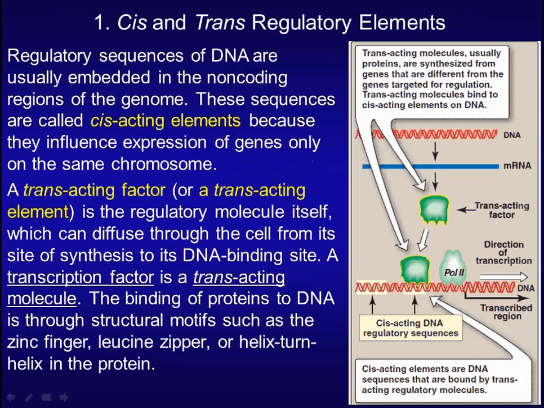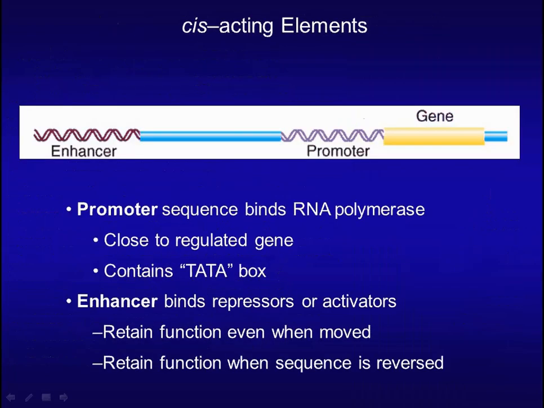Regulatory sequences of DNA are usually embedded in the non-coding regions of the genome. These sequences are called cis-acting elements because they influence expression of genes only on the same chromosome. A trans-acting element is the regulatory molecule itself, which can diffuse through the cell from the site of synthesis to its DNA binding site. A transcription factor is a trans-acting element. The major cis-acting elements are promoter and enhancer.